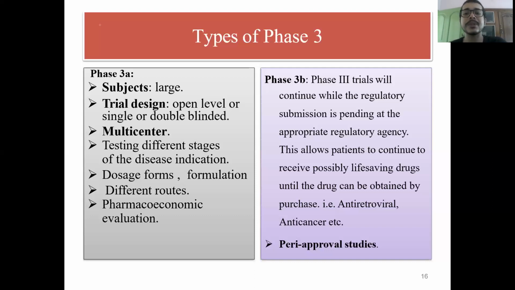Phase 3B trials will continue while regulatory submission is pending, because after that it will go to market in the phase 4 trial. So all the regulatory submissions, or all these formalities from the regulatory body, have to be approved, and the NDA, that is the new drug application, has to be filed. So this is all about phase 3B.